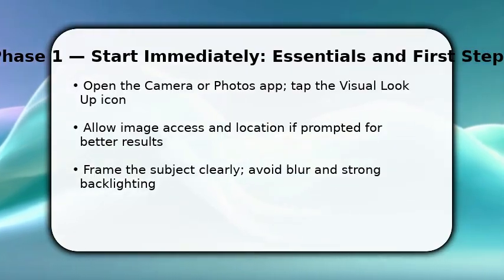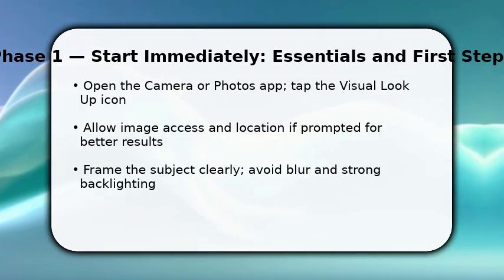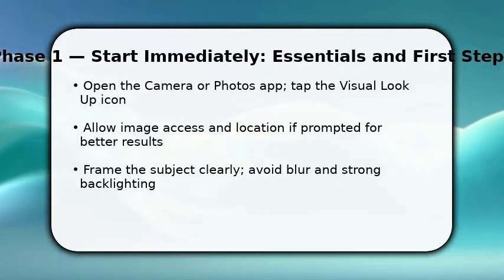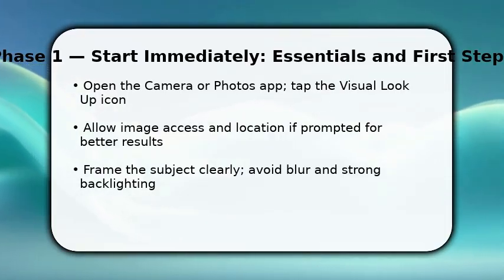You begin by opening the Camera or Photos app and tapping the visual lookup icon to start recognition. Make sure you grant image access. This improves accuracy, so the system can analyze context. Once done, frame the subject tightly and steady the device. Motion blur or bright backlight will reduce matches.